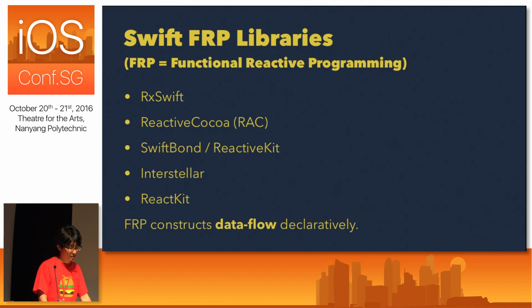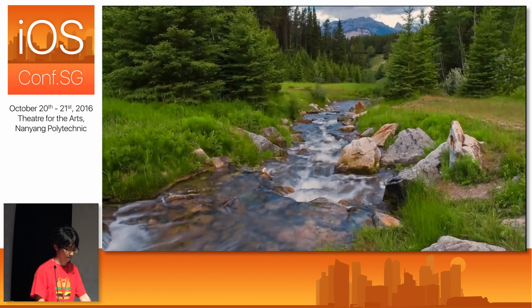Here are some famous Swift FRP libraries available. FRP stands for Functional Reactive Programming. Among all, RxSwift is probably the most famous one recently. And we also have ReactiveCocoa, since Objective-C. Besides those two, there are many other libraries, such as SwiftBond, ReactiveKit, Interstellar, ReactKit, and so on. In any of these libraries, their goals are basically the same: to construct the data flow in an easy way.